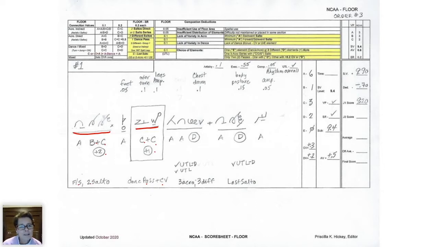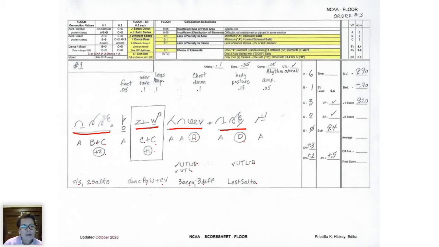Her middle pass is a double back pike D, fulfills the UTL for her first D, and a UTL for the 3 acro pass and 3 different special requirement. Then she finishes with a front handspring Rudy D, which is her second D UTL, and her last salto requirement is fulfilled. Then she does a stag jump A.